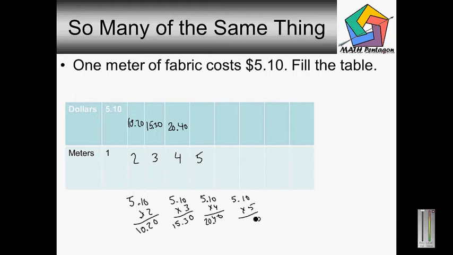So 0 times 5 is 0, 5 times 1 is 5, and 5 times 5 is 25. So we have $25.50 for 5 meters of fabric. For 6 meters of fabric, we would just do $5.10 times 6.